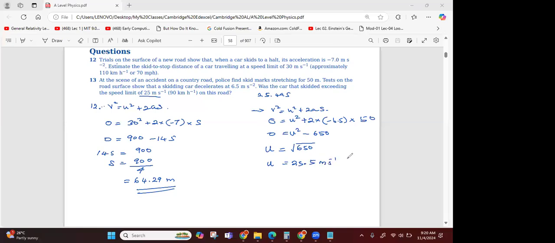25.5 meters per second. So then we can state that 25.5 meters per second is greater than 25 meters per second. So you can state that the speed of the car, right here, is exceeding the speed limit. That's why if a road has a speed limit, we should not drive above that speed.